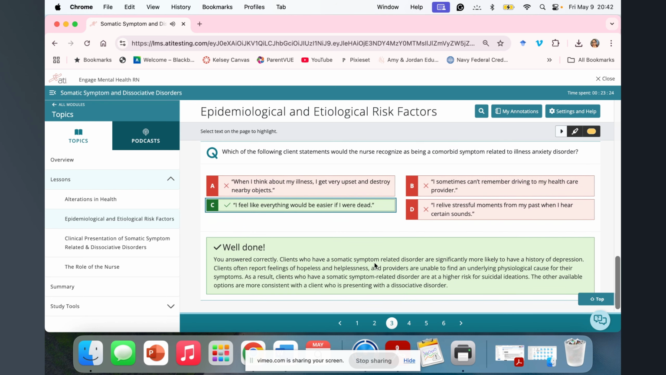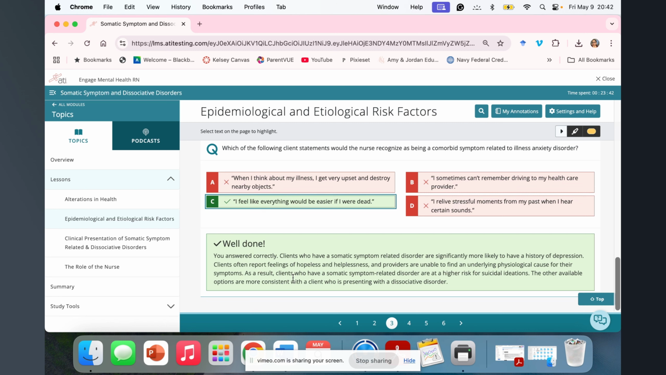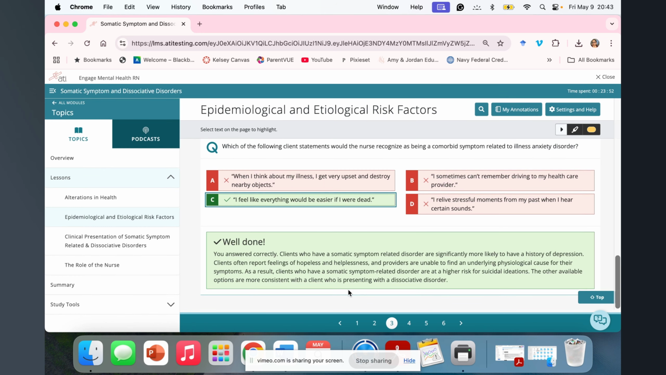Oh, look, I'm right. So you answered C correctly. Clients who have somatic symptom disorder are significantly likely to have a history of depression. Clients often have feelings of hopelessness and helplessness, and providers are unable to find an underlying psychological cause for their symptoms. As a result, clients who have somatic symptom-related disorder are at high risk for suicidal ideation. Other available options are more consistent with a client who is presenting with dissociative disorder. Perfect.